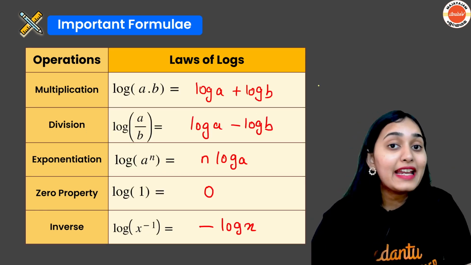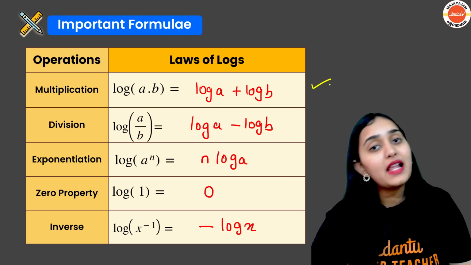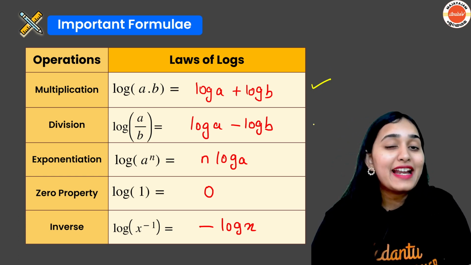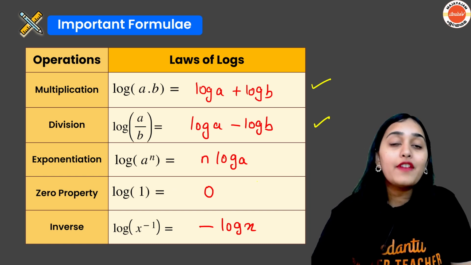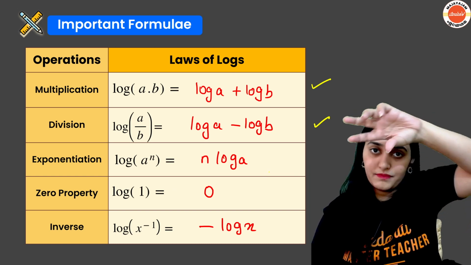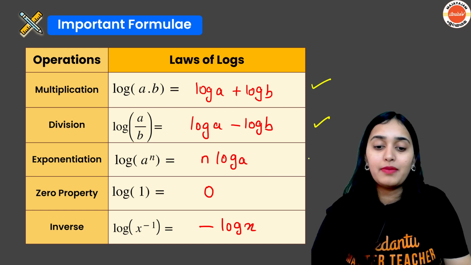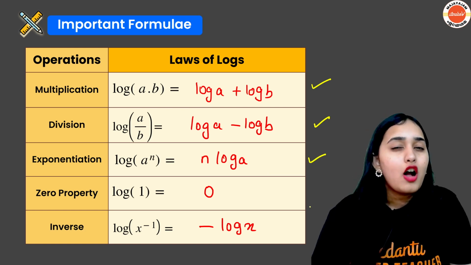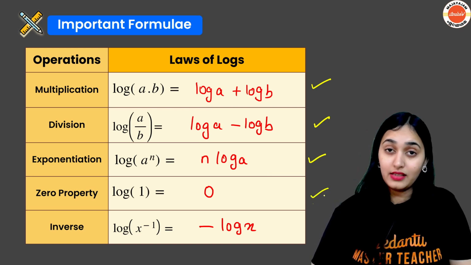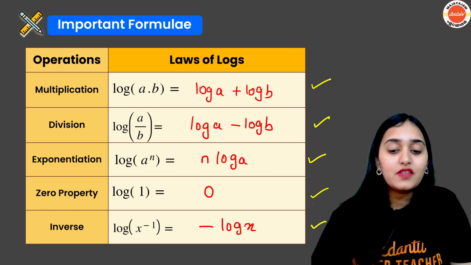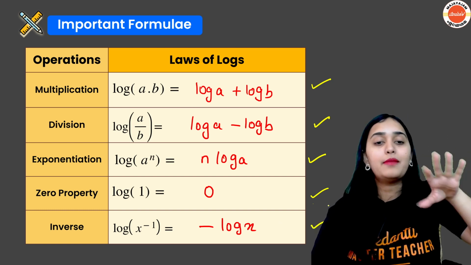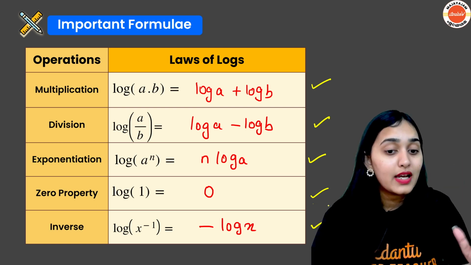Log of a into b is log a plus log b. Log of a divided by b is log a minus log b. Log of any number to the power n, the power comes in front, it becomes n log a. Log of 1 is always 0. Again, if you have minus 1 as the power, minus 1 can come to the front and it will become minus log x. Remember these log formulas, okay?